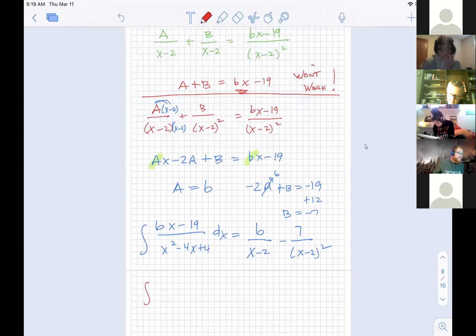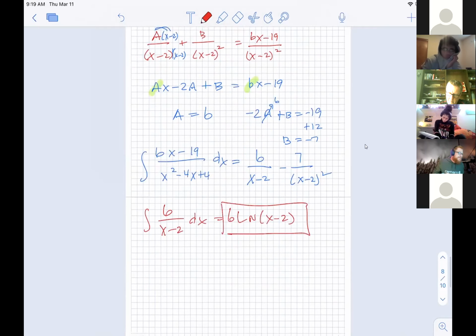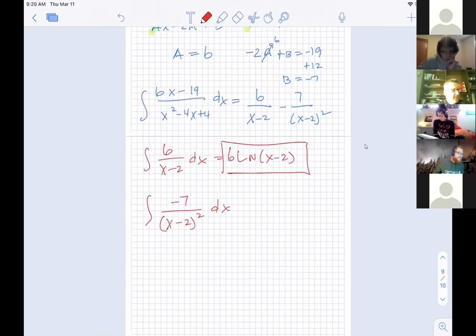So then I have the integral of 6 over x minus 2, which is easy. We know that. It's done. It's 6 times the natural log of x minus 2. Bam, another answer. But what about the integral of 7 over x minus 2 squared? Is that a hard integral to take?